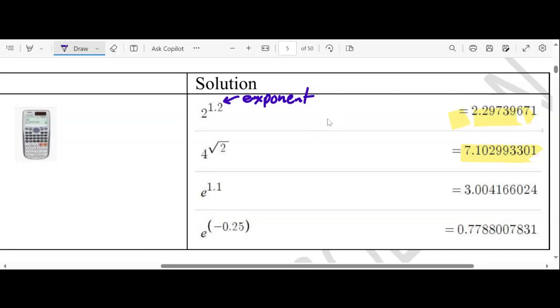Just press 2, put 2. Give me. Here, you put 2. Here, you put 2 to the power of 2. What does it give you?